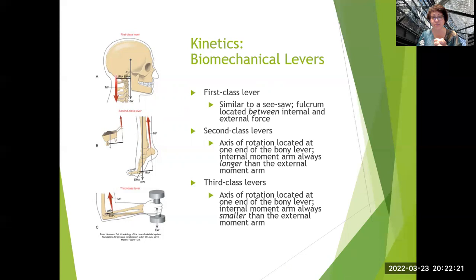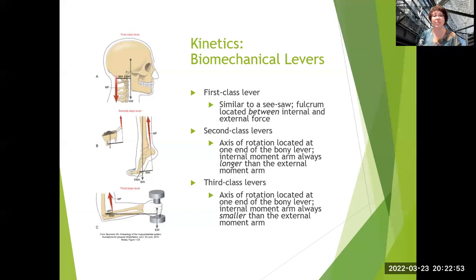Second class levers are where the axis of rotation is located at one end of the bony lever, and the internal moment arm is longer than the external moment arm. You can think of the second class lever as the wheelbarrow, the non-body example of it. So the axis is the wheel, the load is in the middle, and the force is at the end.